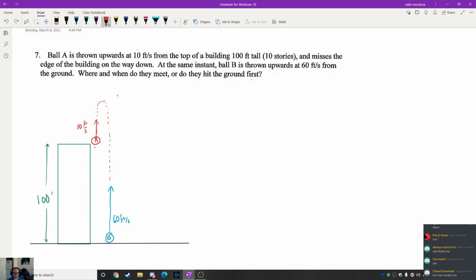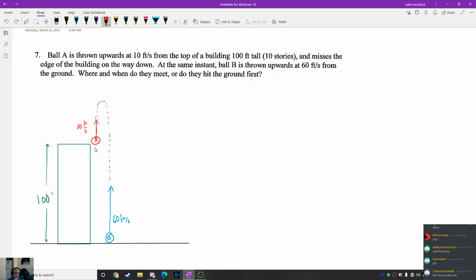Okay, this is our picture. Ball A is thrown upwards at 10 feet per second. So ball A is red, and it is given an initial velocity of 10 feet per second up, from the top of a building that's 100 feet tall. So here's our building. It's just a rectangle, and it's 100 feet tall. And it misses the edge of the building on the way down. So it's thrown up, and then it's allowed to fall.